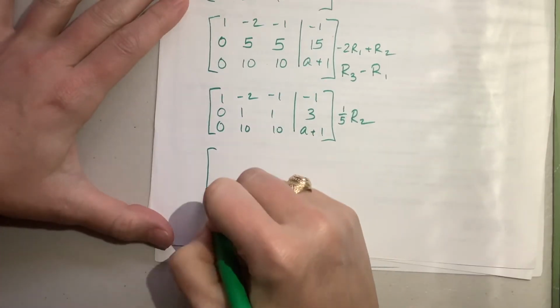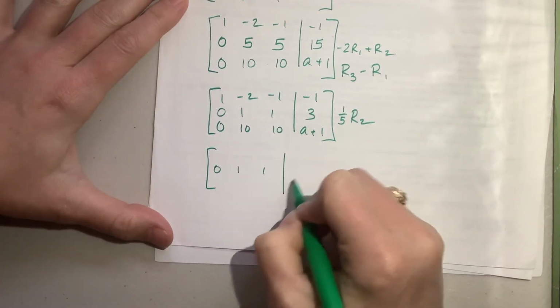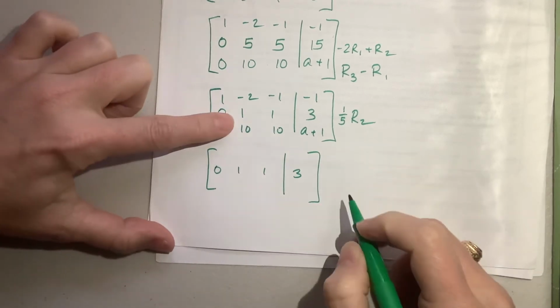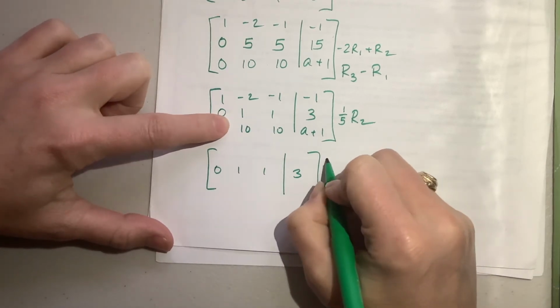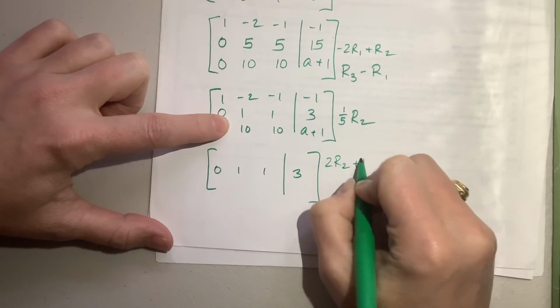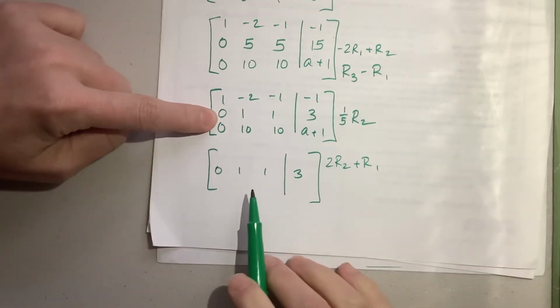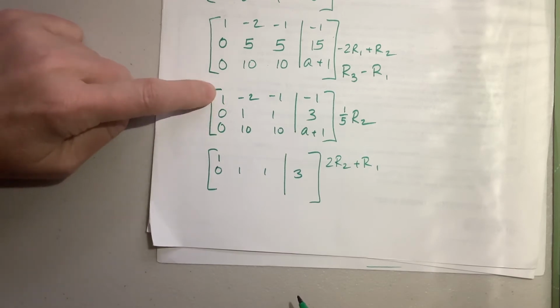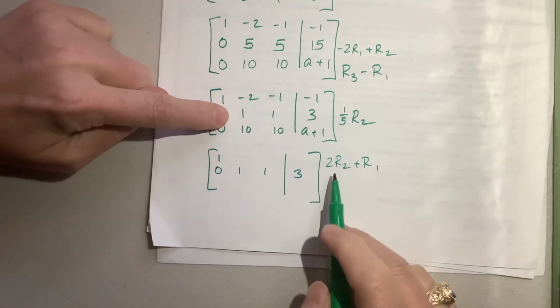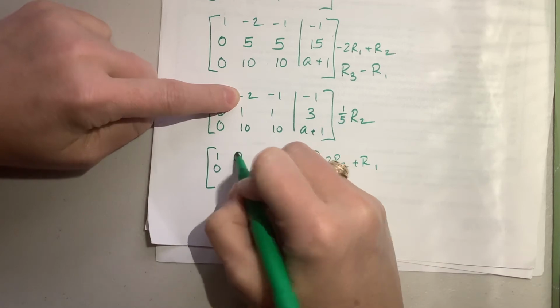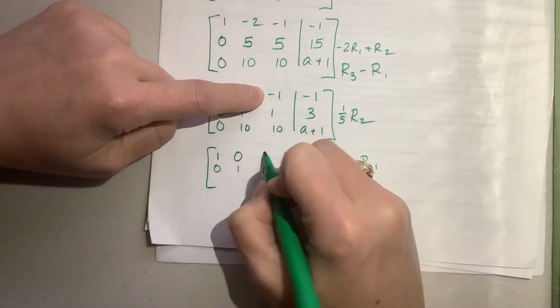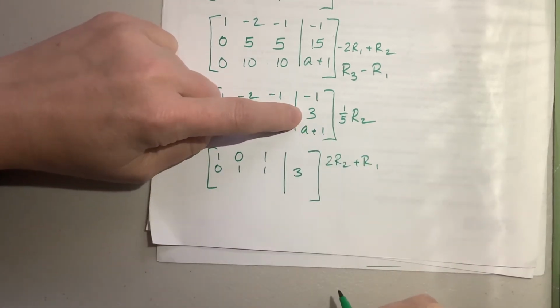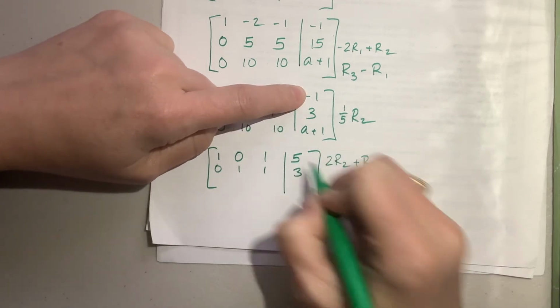So let's keep that row. And then we'll say, well, 2 times row 2 plus row 1. So 2 times 0 is still 0, plus 1 is 1. And that's why we get this 0, so that it doesn't change that value right there. Okay, that's 2 plus -2 is 0. That's 2 minus 1 is 1. That's 6 minus 1 is 5.